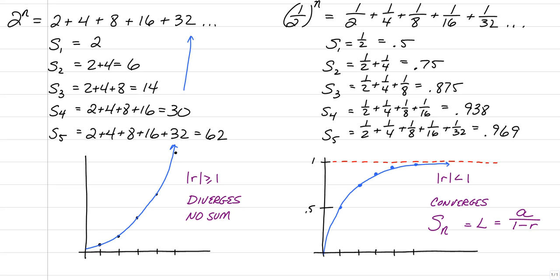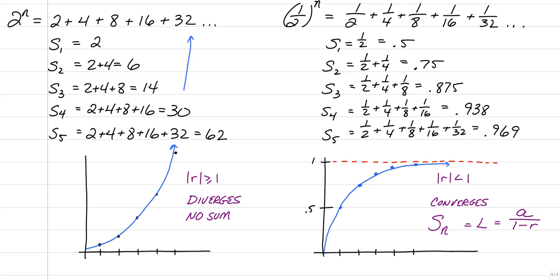So now let's turn that into a 1/2 and do the exact same thing. If we take 1/2 and raise that to the first power and then the second power and come up with all these terms and then add those, we're going to find something different happens. So 1/2 is obviously 0.5. And we add a 1/4 to that and we get 0.75. We add an 1/8 to that and we get 0.875. We add a 16th to that and we get 0.938, and then 0.969.